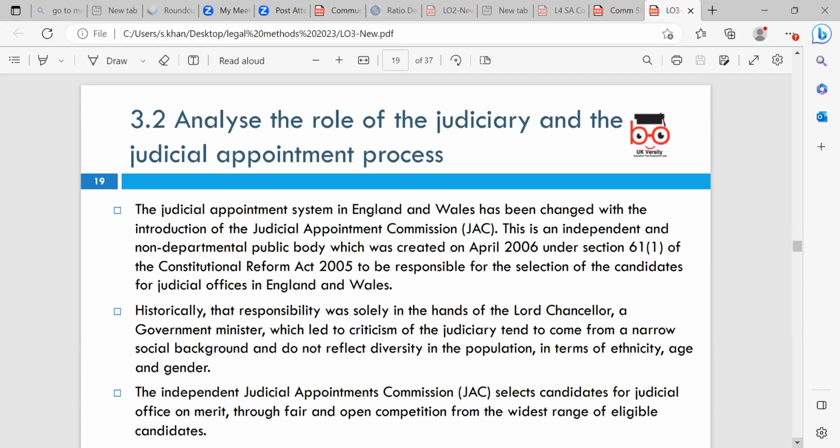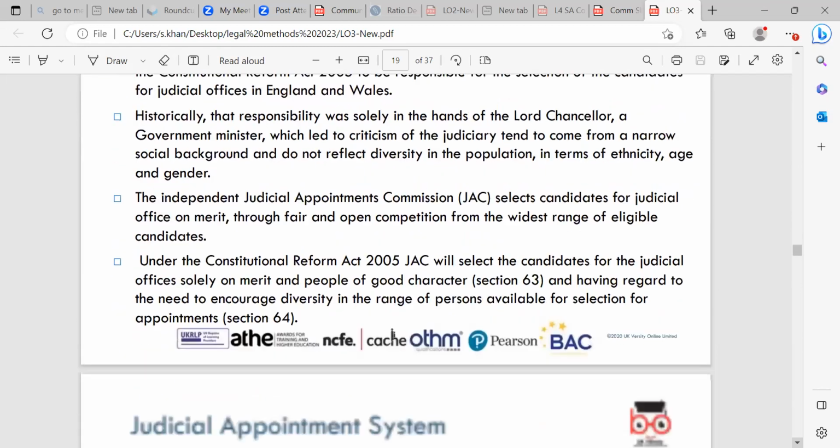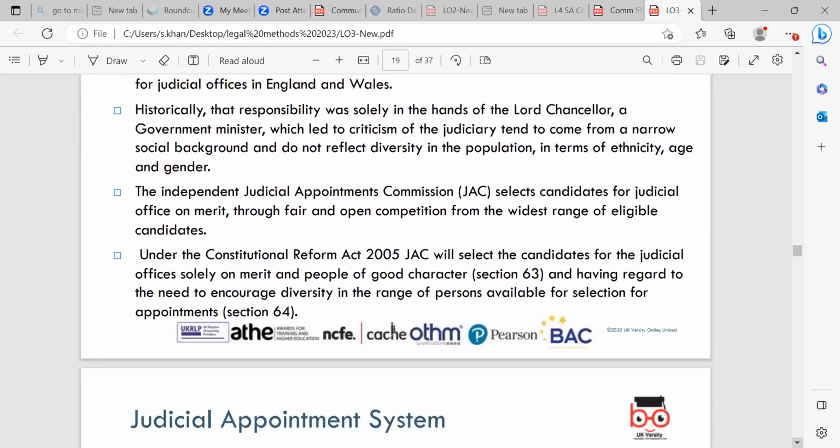Historically, that responsibility was solely in the hands of the Lord Chancellor, a government minister, which led to the criticism that the judiciary tend to come from a narrow social background and do not reflect diversity in the population in terms of ethnicity, age, and gender. The independent Judicial Appointments Commission selects candidates for judicial office on merit through fair and open competition from the widest range of eligible candidates.